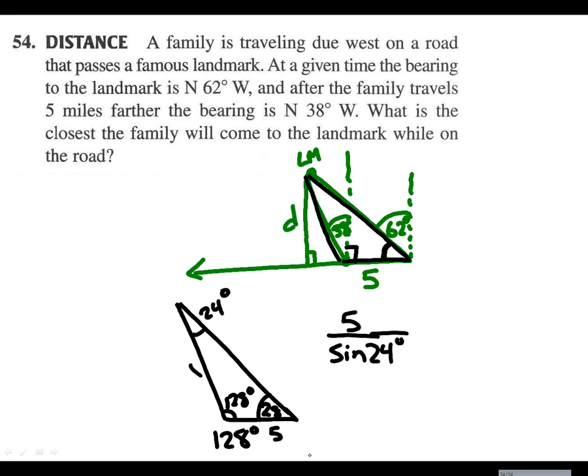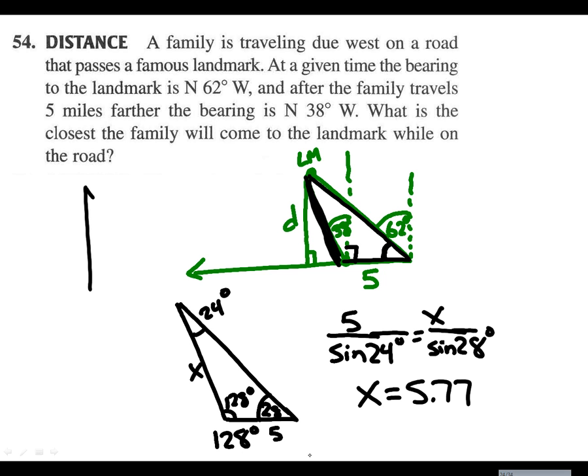And let's go ahead and find this side over here, x over the sine of 28. Plug that in and we end up with x equals 5.77. So that's this length here. I'm going to redraw there. Right triangle now. We've got a length of 5.77. That's our hypotenuse. We want to know d. And we know that we have an angle in here of 38 taken away from 90. And so if we do that, we end up with 52 degrees.